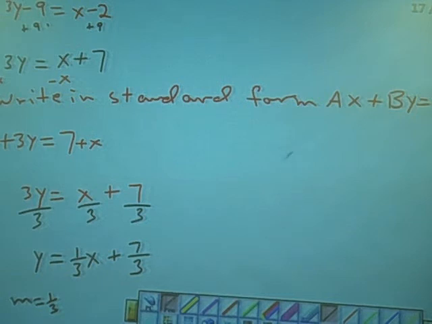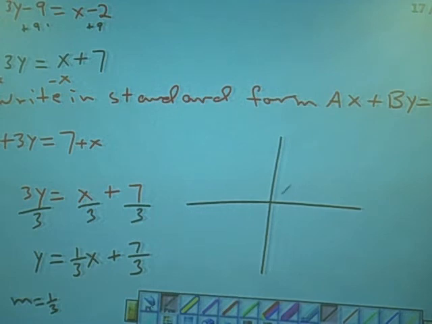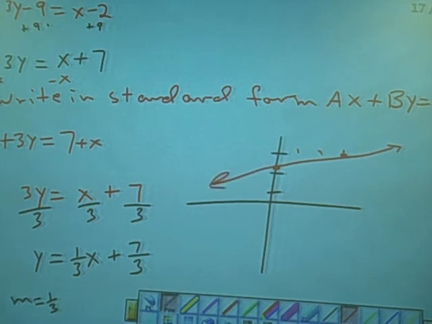Okay, and so you plot 6 over 3 is 2, so this 7/3, that'd be 2 and 1/3. And then you're going to go up 1 and across 3. Now don't worry about having to plot with fractions. You won't have to do that, but that's what you would do to plot in slope-intercept form. Okay? Questions with that?